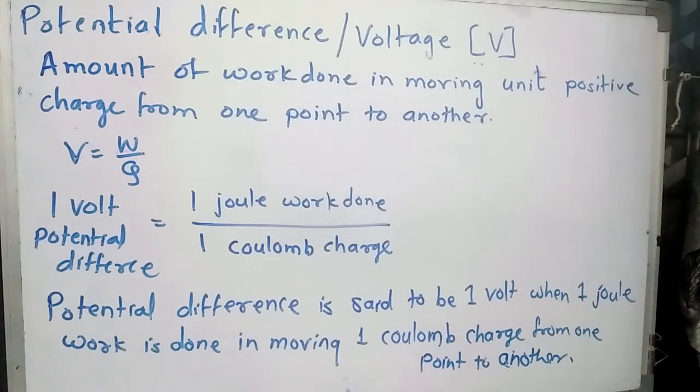Now if I want 1 volt potential difference, how much work should be done? 1 joule of work should be done. And how much charge do we want? That should be 1 coulomb of charge. So 1 volt potential difference is nothing but 1 joule of work done upon 1 coulomb of charge. So how can we define 1 volt potential difference? Potential difference is said to be 1 volt when 1 joule of work is done in moving 1 coulomb of charge from one point to another.